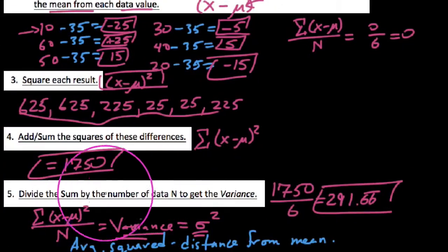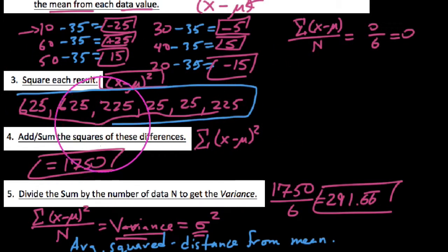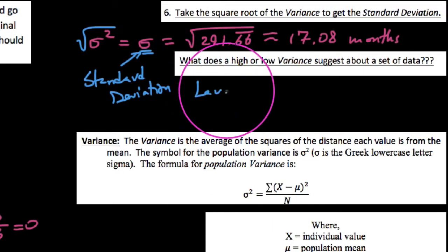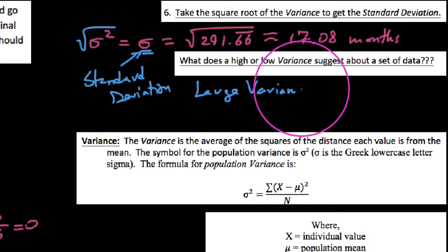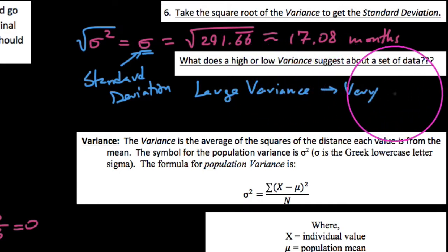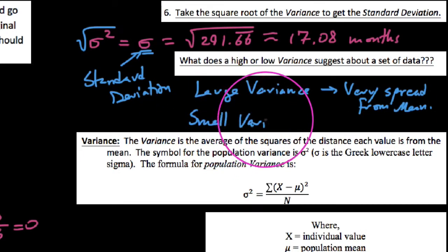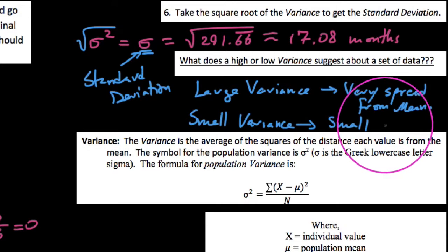So what does a high or low variance suggest about the data? Variance was the average squared distance. When you take everything's distance from the average and square it, it can get very big very quickly, and when you average a bunch of very big numbers, you get a big average, like this one. A large variance means my data is very spread, very spread from the mean. A small variance means a small, low spread of our data.